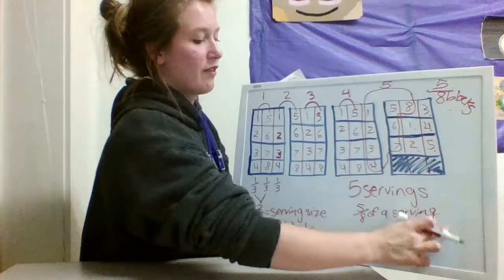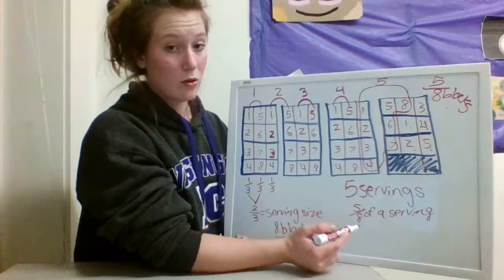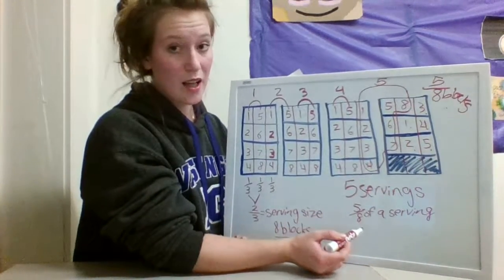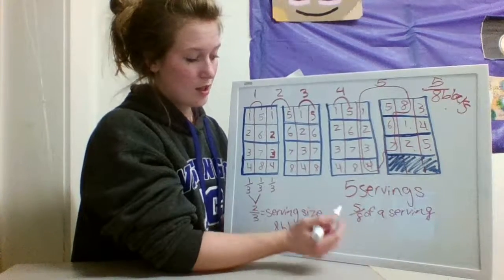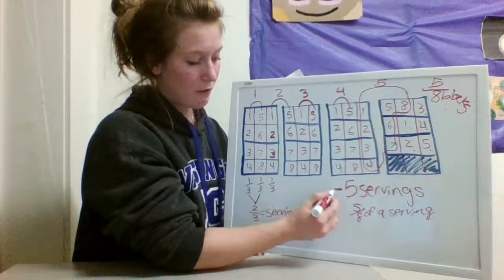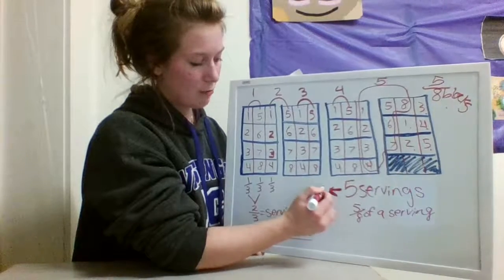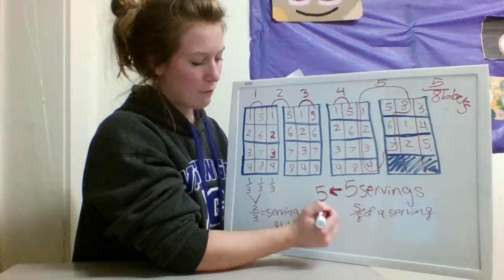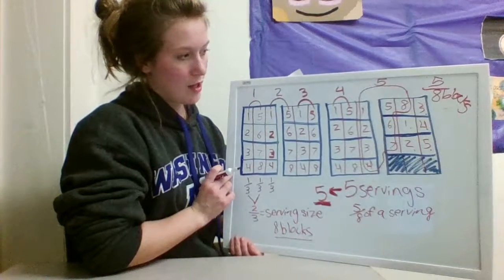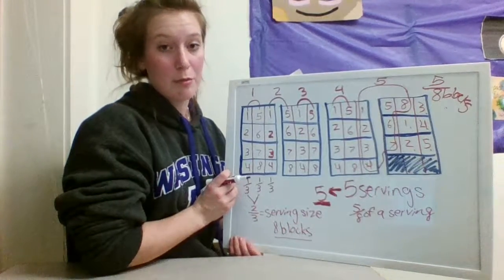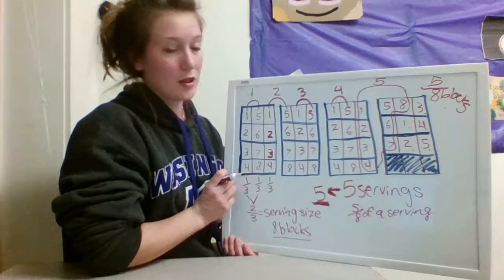So 5/8 of a serving isn't a whole serving, which means that's not enough to give to one person because it's not a full serving. So really, we can only have 5 friends have pudding because we only have 5 whole servings to give out of our 3 3/4 cups of pudding using a 2/3 cup serving size.